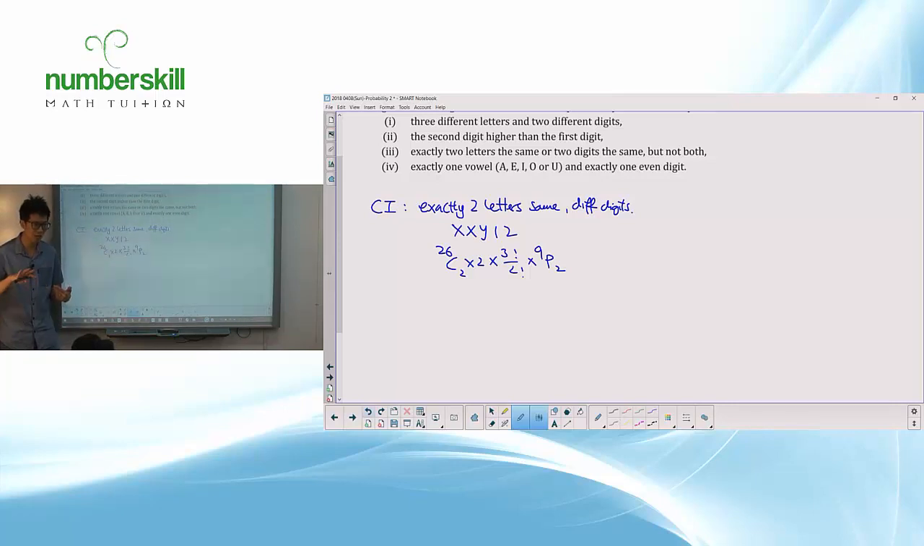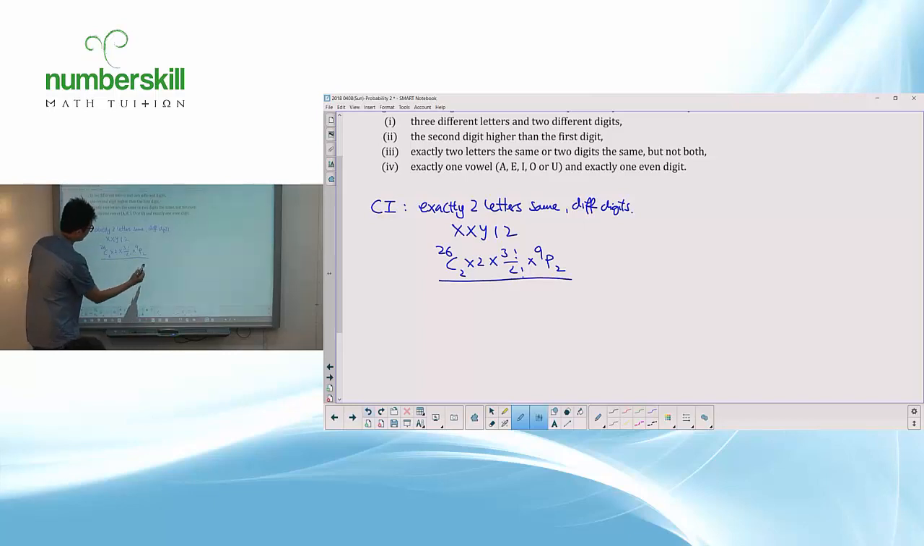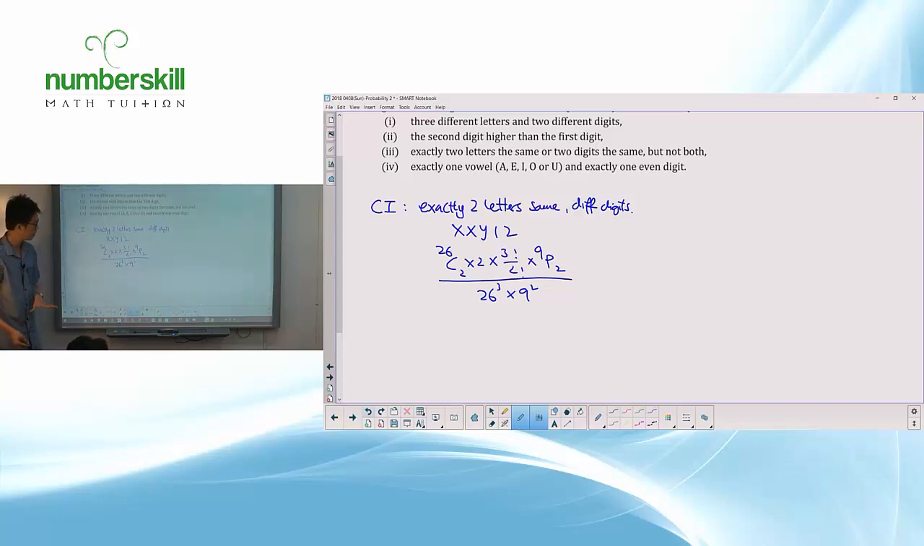Okay, just now we actually went through this. 3 factorial over 2 factorial because XXY can be XYX, can be YXX, that kind of thing. So the permutation. So there you go, this is it. The only thing that we didn't talk about is the digits. But I think this is okay. 9p2 settles it. Right? 9, I choose 2, I permutate the 2. Okay? So this is the probability of case 1, which is 26 cubed times 9 squared, and we are done. Alright, so you realize that this 26 cubed and 9 squared is very annoying, right?